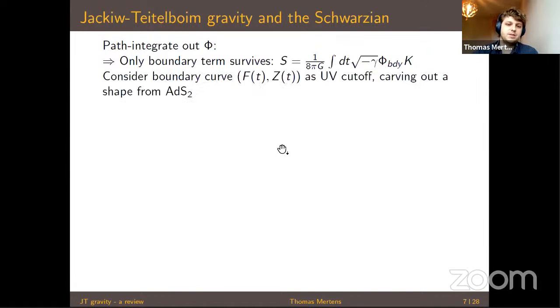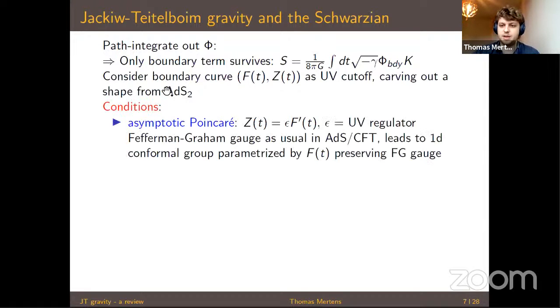Now, to find interesting dynamics, we have to impose boundary conditions on this model. To impose the boundary conditions, we will consider a boundary curve f(t), z(t), where f and z are again the Poincaré coordinates, and they are functions of t, some proper time coordinate. We will consider this boundary curve as a UV cutoff that carves out a shape from the AdS manifold. So this curve is very close to the holographic boundary, and it wiggles there, and it carves out a shape from the AdS manifold, and this will be our effective boundary. Now, to specify this curve, we need to impose suitable boundary conditions.